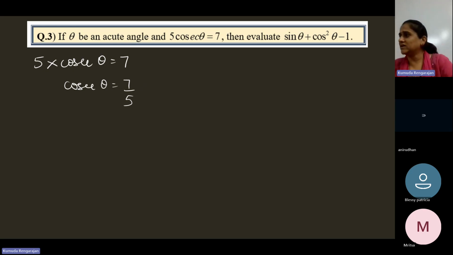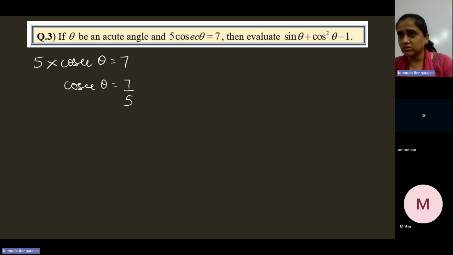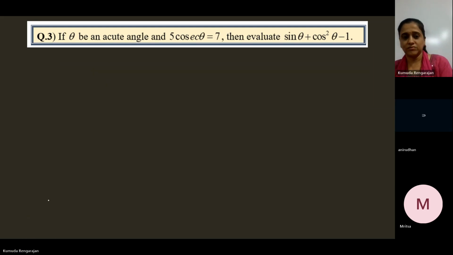Then find sine theta. You have to evaluate sine theta plus cos square theta minus 1, right? So find sine theta from the right triangle. Find cos theta and square it as cos square theta minus 1. Okay, so you can do this.